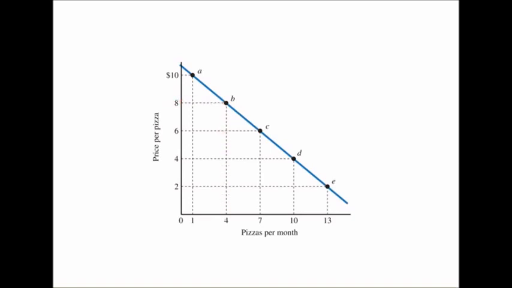So we can look at a price of $8. This is Al's demand curve. He's willing to buy 4 pizzas per month. If the price goes down, say to $4, he's willing to buy more pizzas per month. So the curve tells us the quantity demanded at any given price. It also tells us Al's willingness to pay. So for 10 pizzas per month, Al is willing to pay $4. So that's what the curve means.